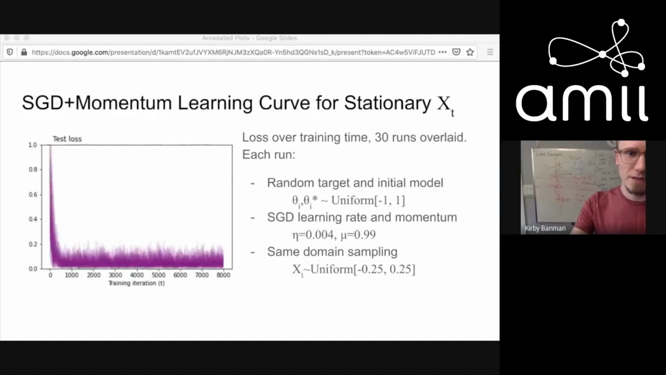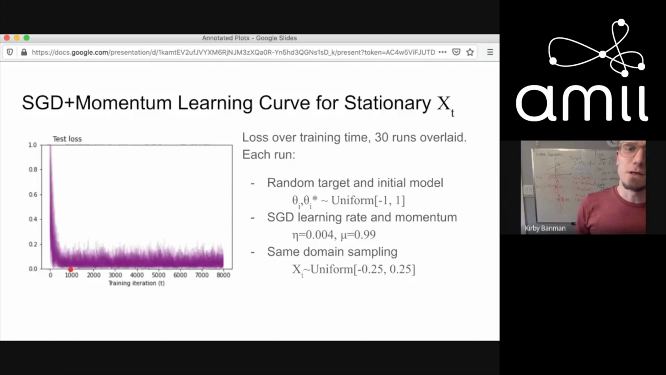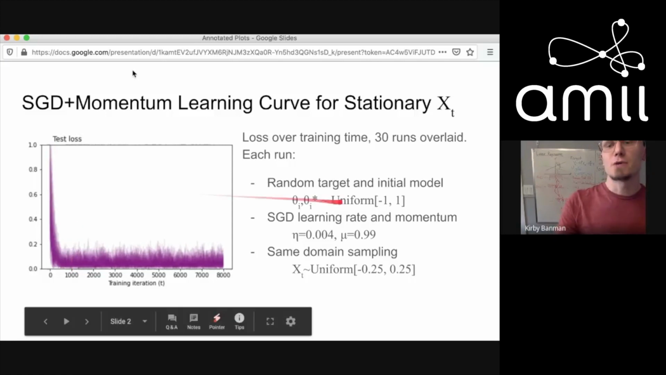Okay, that hopefully now for everyone here, you see a slide that is titled SGD plus momentum, learning curve for stationary x sub t. And we see the loss curve that I speculated. It's kind of a dense purple cloud because there's 30 runs overlaid on top of each other. And each run, there are 30 of them, is trained with the same learning rate, the same momentum term, the same uniform sampling for now. And there's a random target and random initial model chosen.